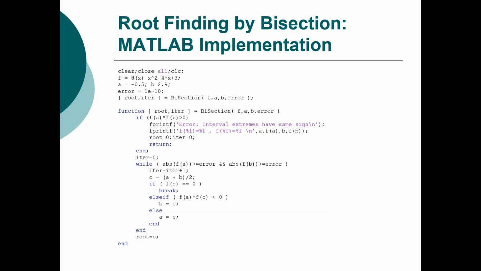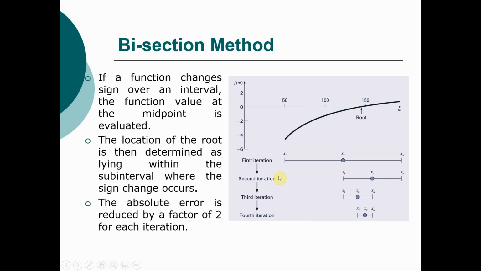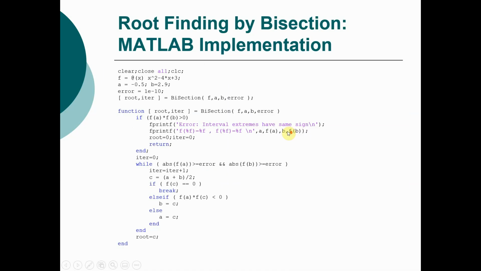So it means that we are going to continue dividing the interval into 2, until f of a and f of b, both of them, are close to 0. At the root, f of a should be 0 and f of b should also be 0. If you have the root, f of the root is equal to 0. But here it says that instead of getting to 0, even 10 to the power negative 10 is good enough for us.